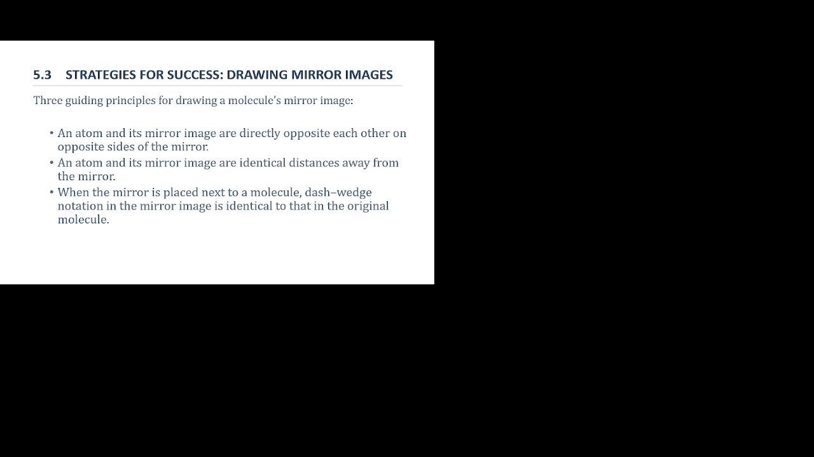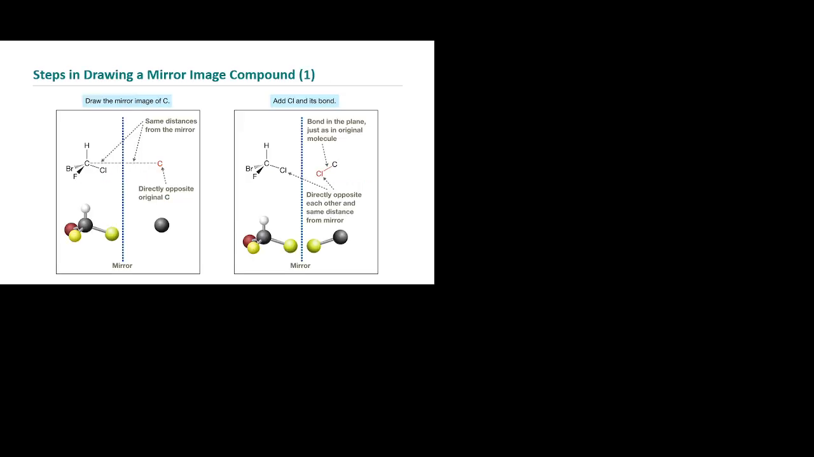When the mirror is placed next to a molecule, your dash wedge notation in the mirror image is going to be identical to that in the original image. So let's go ahead and do this. Here we have a start. So what we're going to do is take that carbon and draw it an equal distance in this direction. Is everybody okay with that so far?